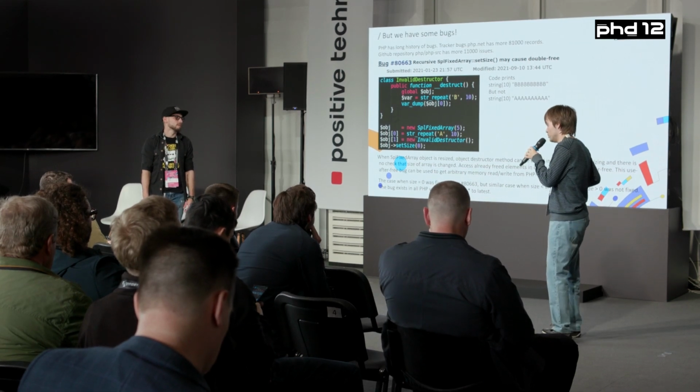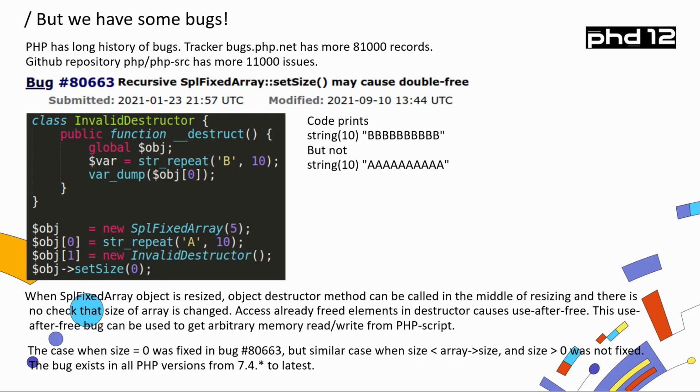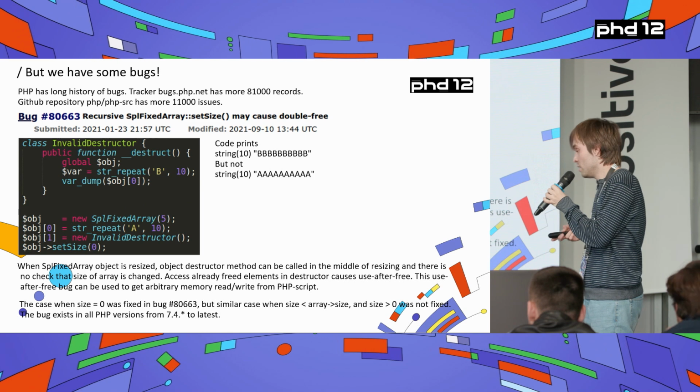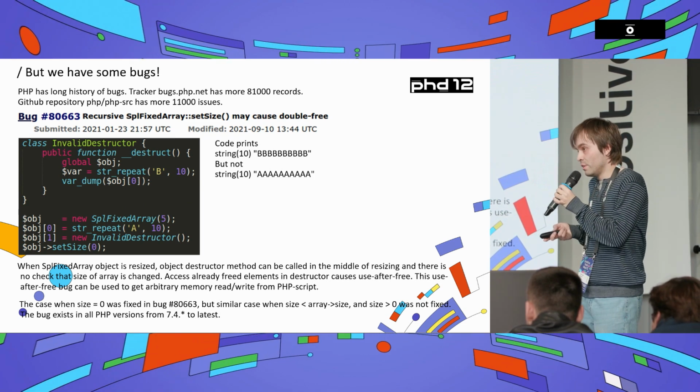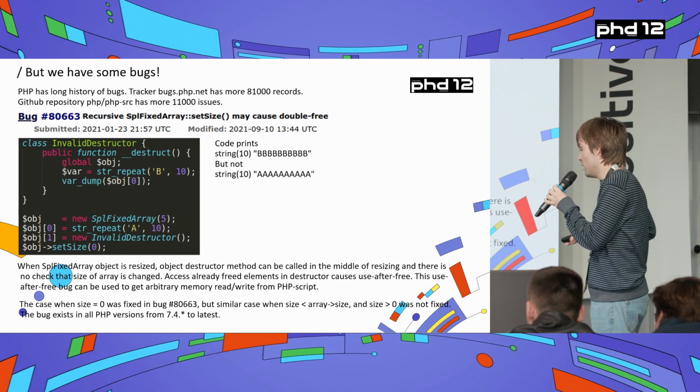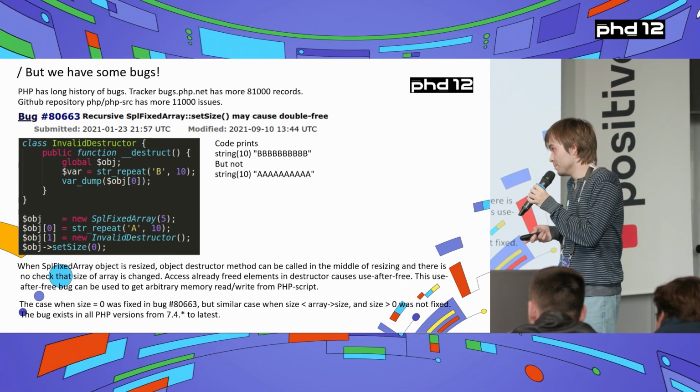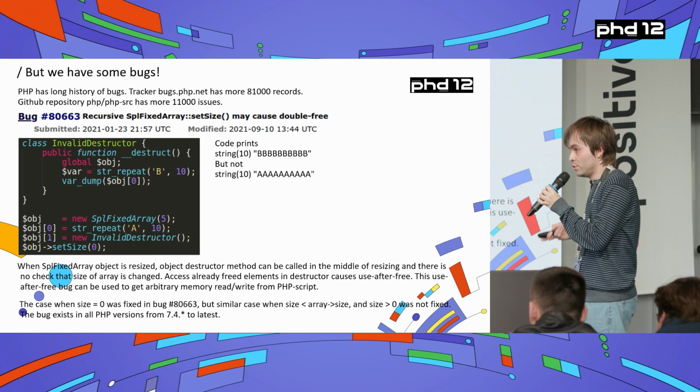The bug is all about the deletion of extra elements when an object is resized. The object destructor method can be called in the middle of resizing, and there is no check that the size of the array has changed. Elements are accessed during destruction. The destructor causes a use after free. This use-after-free bug can be used to get arbitrary memory read-write from a PHP script.